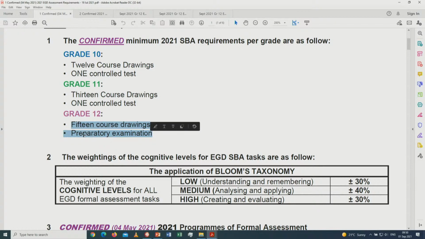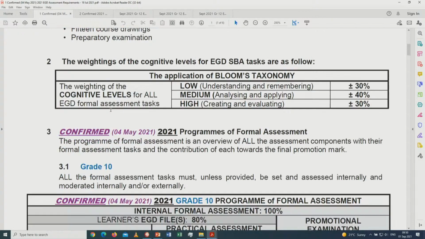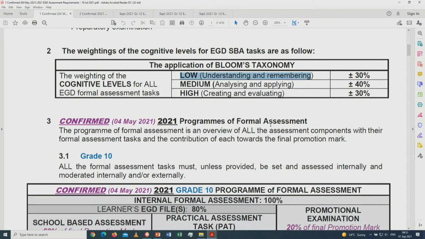Most of us have done paper 1 in the preparatory exam. We still have to do paper 2, and the control test was written earlier this year. All right, so these are the weightings for low, medium and high order questions. If I check a question paper of a school, it must comply: low must be 30%, medium must be 40%, and high must be 30% again, high order questions.